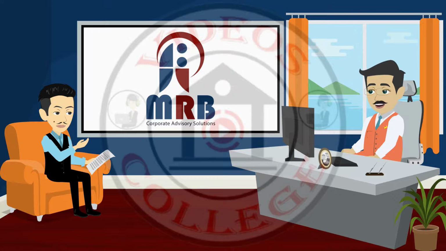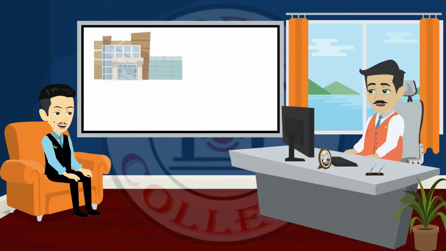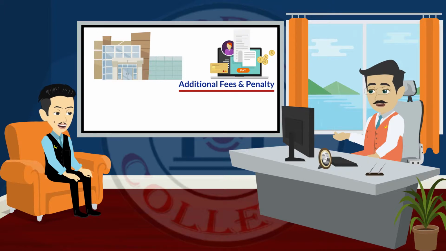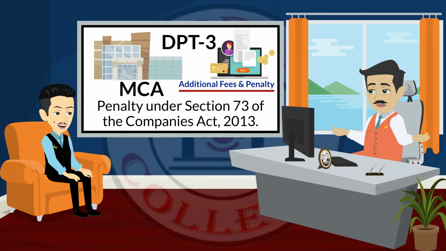What are the consequences if the form is not filed before the due date? The company will have to pay additional fees if DPT-3 is filed beyond the due date. The MCA may impose a penalty under Section 73 of the Companies Act 2013.